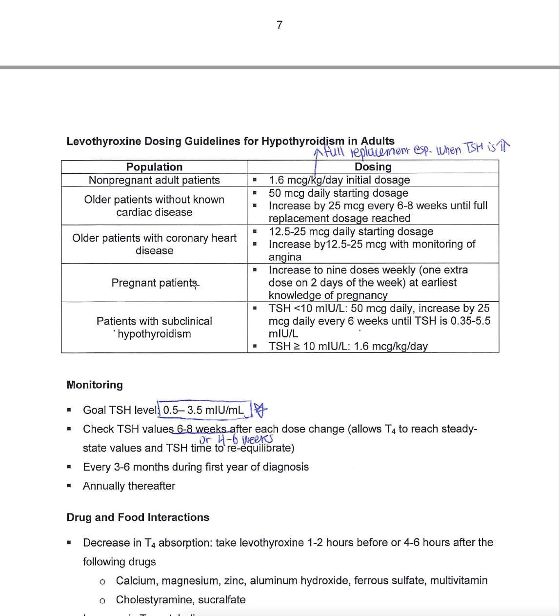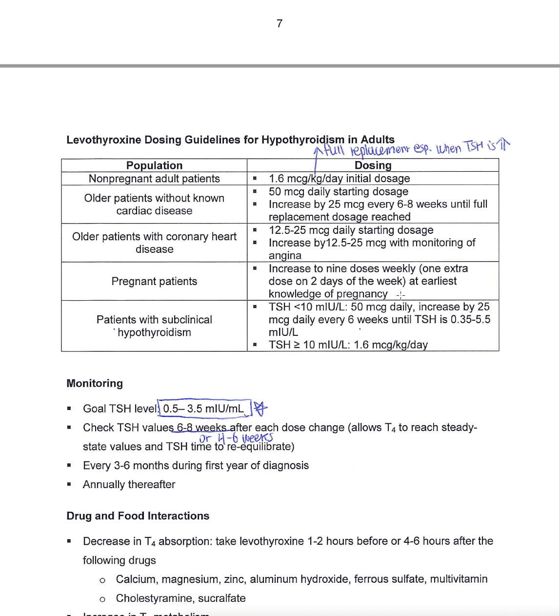For pregnant patients, they require more thyroid hormone, as I mentioned already. So the strategy can be increased to 9 doses weekly. So 1 extra dose on 2 days of the week in the beginning of the pregnancy, and then of course we'll have to monitor TSH again and adjust based on the need.